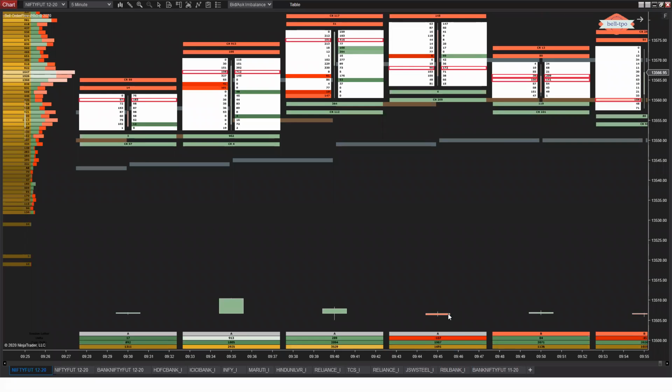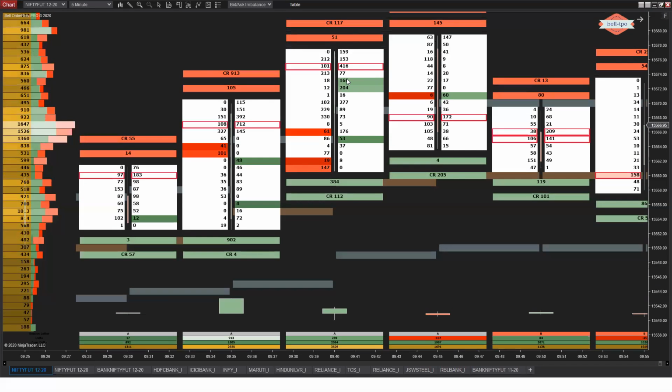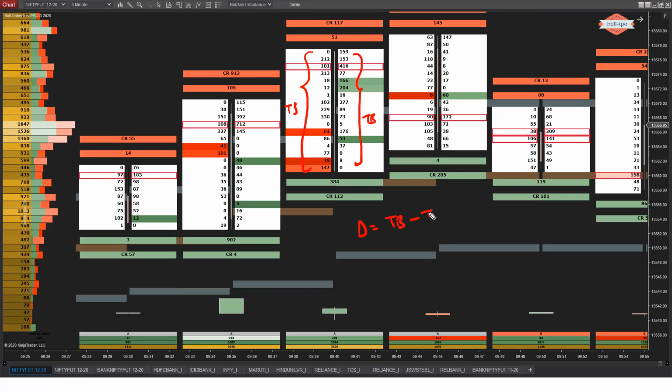Right, so it is tracked in the form of a metric called delta. Delta is nothing but always buyers minus sellers. So if I add all the buyers in this particular candle, if I sum up all these buyers, total buyers, and if I sum up all these sellers, we call this total sellers. So delta is nothing but total buyers minus total sellers. That is what you can see in the metric over here.